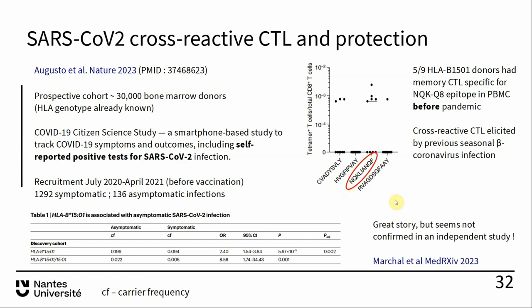So if you had a pre-existing CTL response against SARS-CoV-2, this seemed to be related to a milder disease course. So that's a fantastic story. So that was why it was published in Nature. But it seems that this HLA-B15 association with asymptomatic infection, which is at the base, at the start of this story, hasn't really been confirmed in an independent study. So you have to look out in the future for this one.